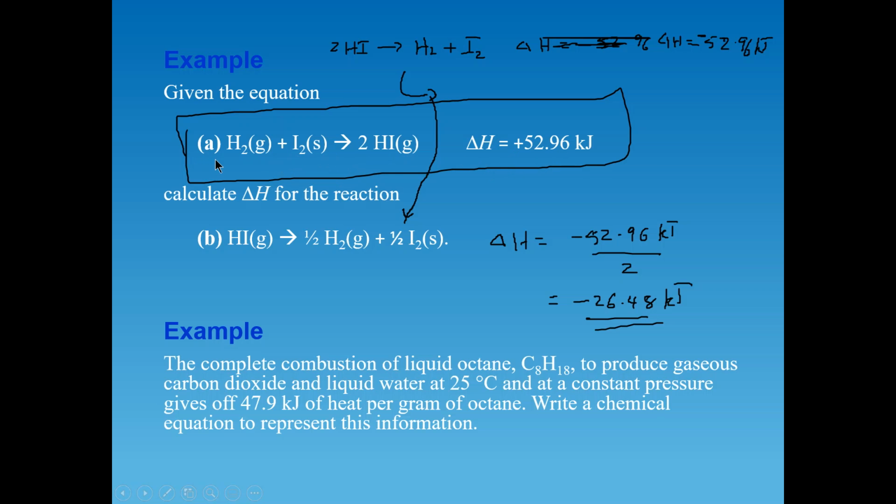So in other words, going back to this example right here, the fact that delta H is equal to plus 52.96 kilojoules is based on 1 mole of hydrogen reacting with 1 mole of iodine to form 2 moles of hydrogen iodide. So basically we need to figure out the amount of heat change that will occur for the coefficients given in the combustion of liquid octane, which basically means we need to figure out the balanced equation for this reaction.